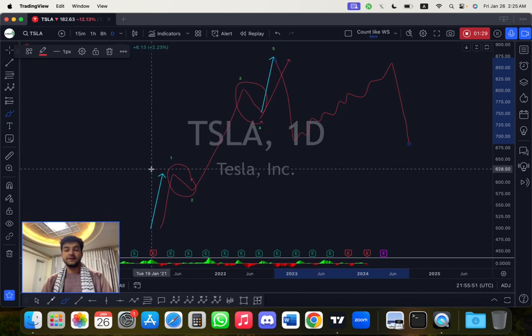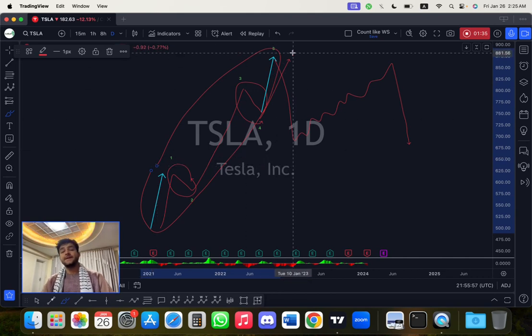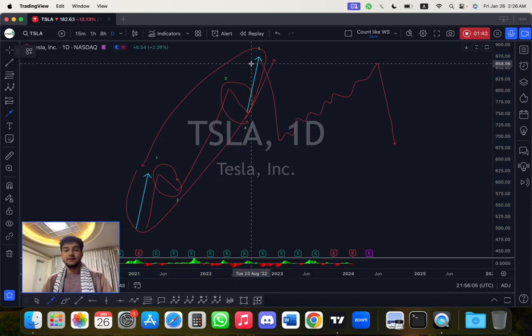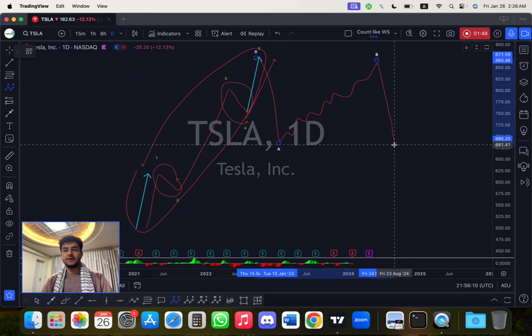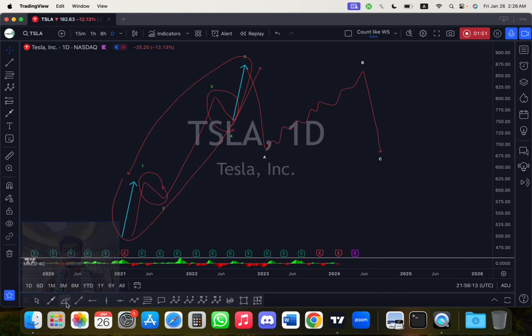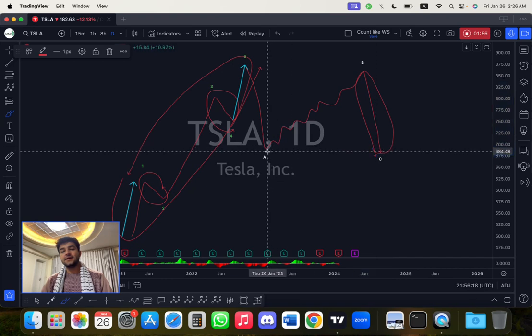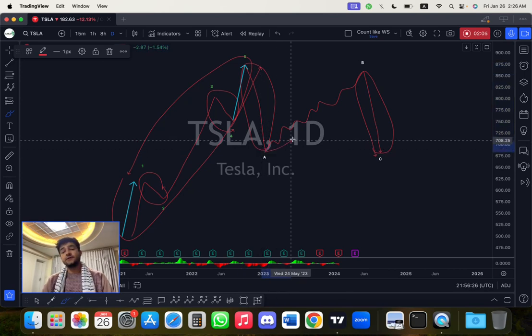So usually after getting this 1, 2, 3, 4, 5 impulse to the upside, you will get a correction consisting of three legs, which, if you do the codification, will be an A, a B, and a C. The rule is that your wave C and A are equal in size and they are sharp. That's the rule for this. But your wave B will be very time consuming.